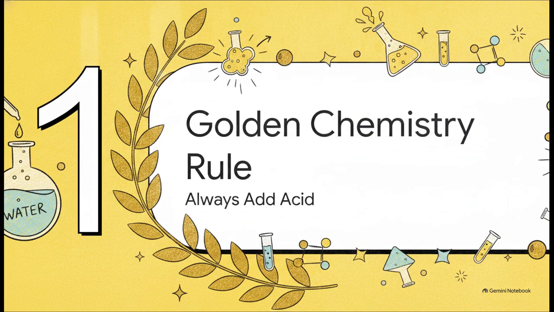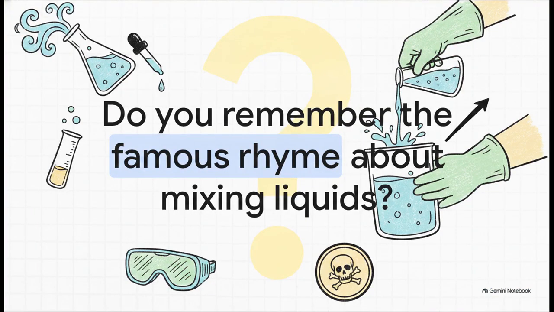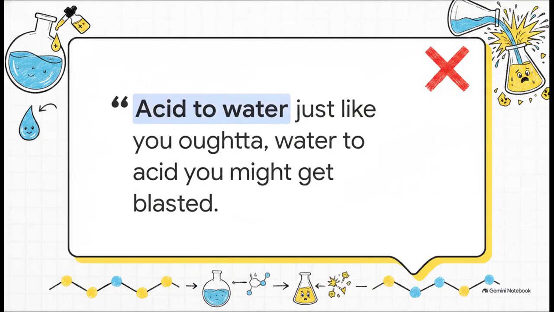All right, kicking things off with Section 1, the golden chemistry rule. If you ever took a high school chemistry class, there's a really good chance your teacher warned you about this specific reaction. It is a completely foundational concept when it comes to handling strong, concentrated liquids, and it's usually drilled into students' heads with a catchy and honestly slightly ominous warning. Acid to water, just like you oughta, water to acid, you might get blasted. I know, it sounds kind of like a playground rhyme, right? But it carries some serious, life-saving weight.